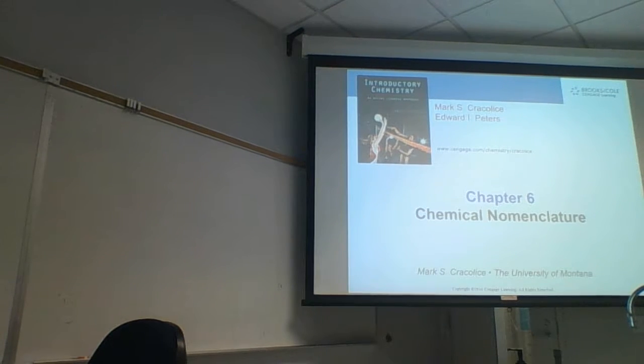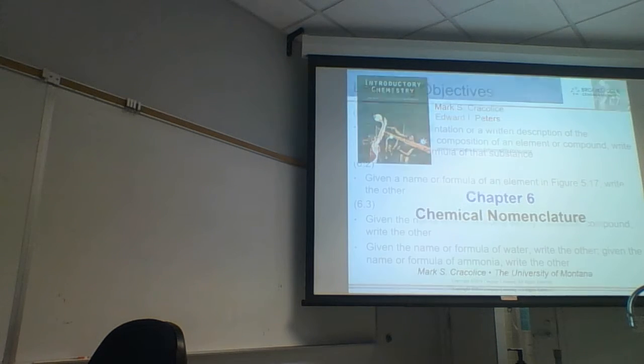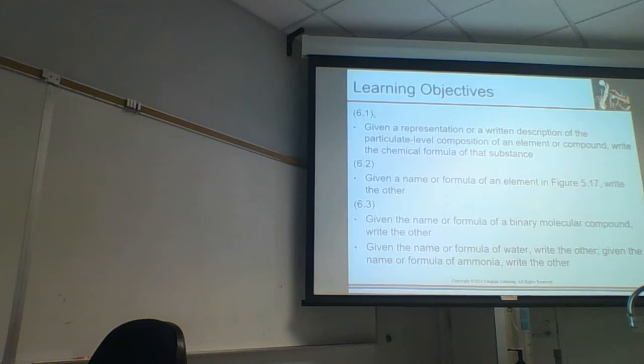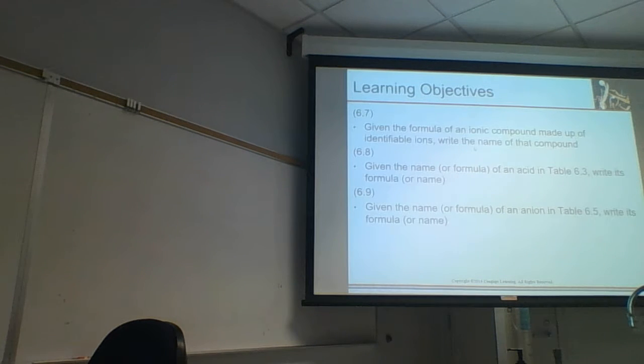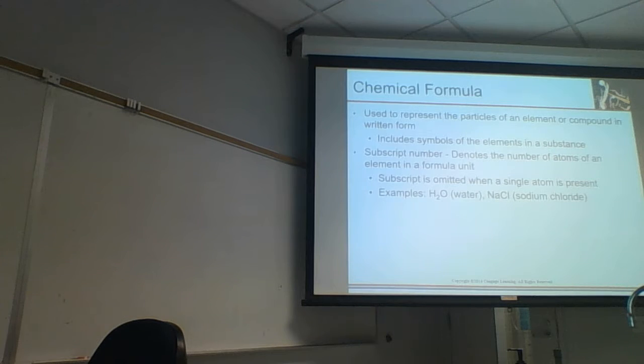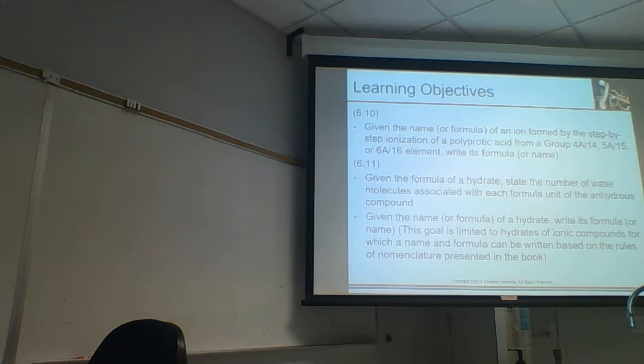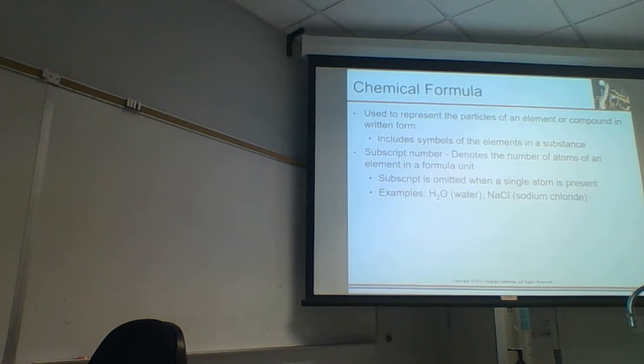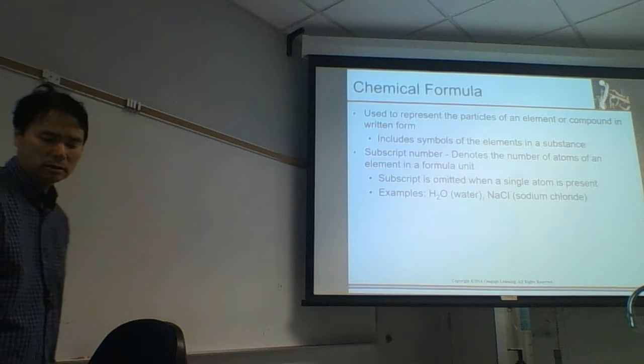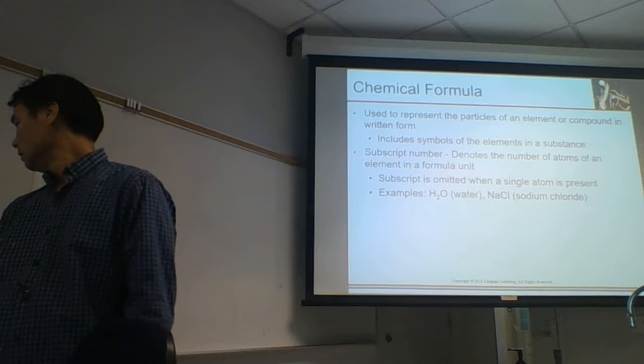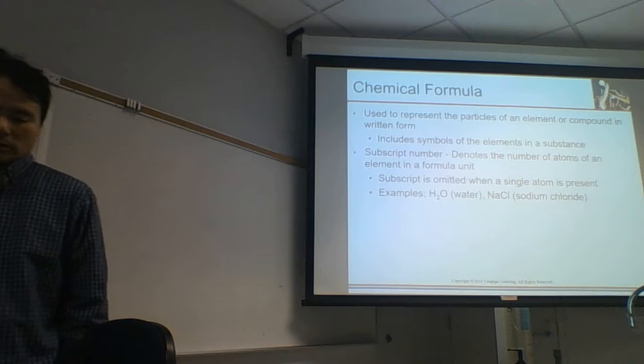The next chapter here, chapter 6, chemical nomenclature. Just naming different things. These are the learning objectives here. We go through those. And then we express the composition in different ways. We're really interested in the composition of matter.